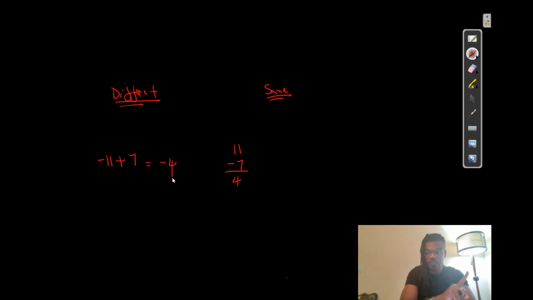Now, how can I speed up my students? Well, you know what I say to my students? It's very simple. Once the signs are different, the sign on the bigger number is going to win the battle, right? So the sign on the bigger number here is negative, because 11 is bigger than 7. So then the answer is going to be negative. Then you're going to take the bigger number and subtract the smaller number, always. So once the signs are different, you can summarize it as: who is the bigger number? What's his sign? He's going to be the winner of the battle, right?